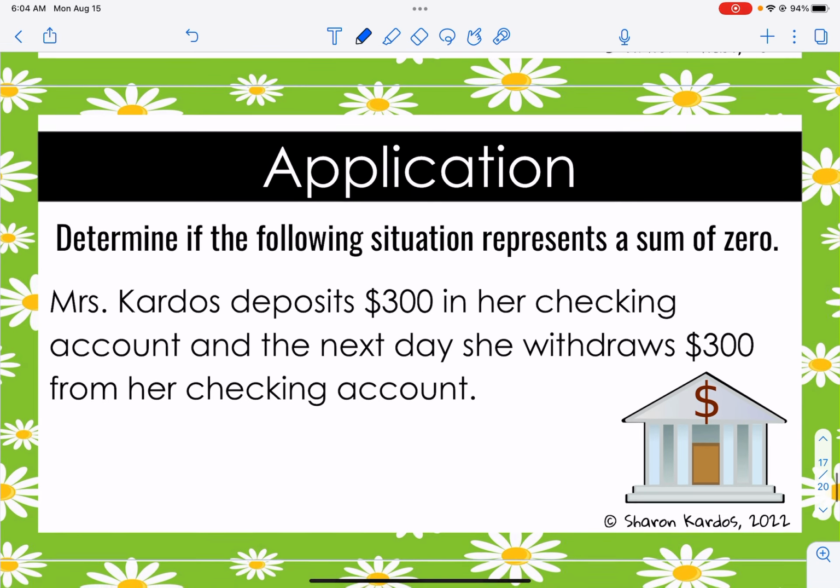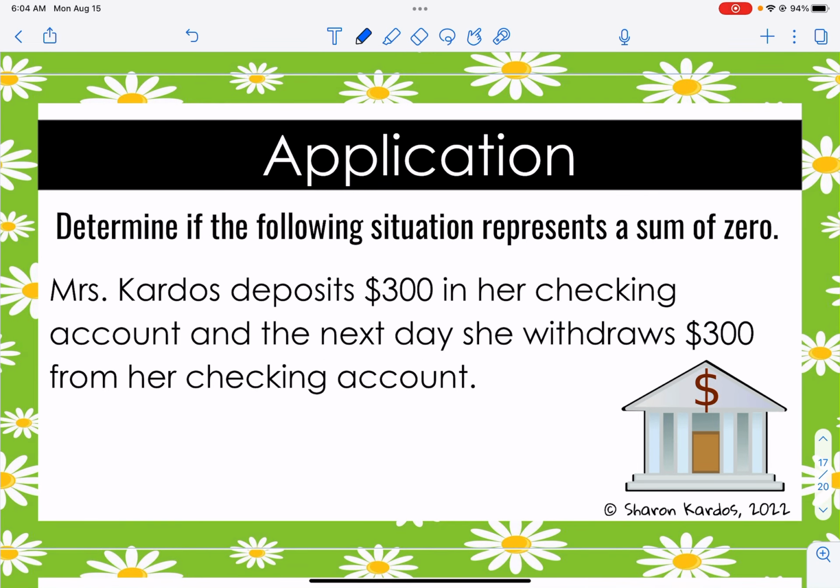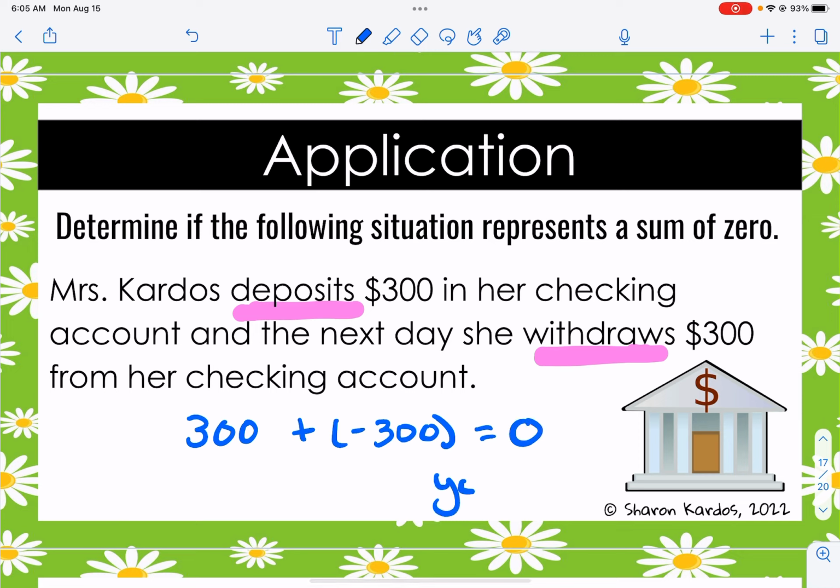Mrs. Kardos deposits $300 in her checking account. I'm rich. And the next day, she withdraws $300 from her checking account. Does this situation represent a sum of 0? Take a minute, think it through. Okay, some of our keywords in this situation are deposit and withdrawals. So if I deposit $300, we usually consider that to be positive. And then if I take that out of the bank, we usually consider that to be negative. So am I going to wind up right back where I started? You betcha. I am no richer than I was before. So yes, this does represent a situation of 0.